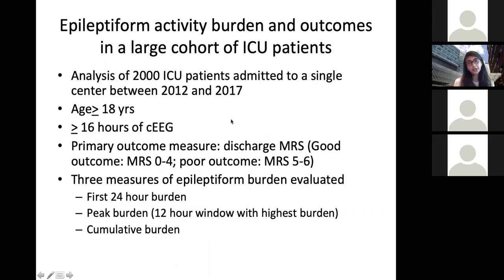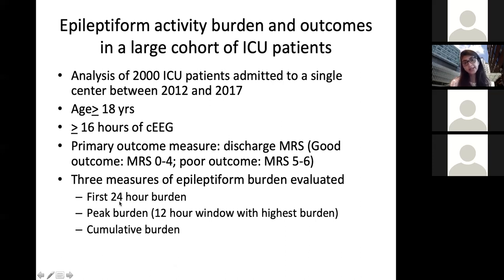So next we looked at a large cohort of ICU patients. This is 2,000 patients admitted to ICUs at MGH, all adult patients who underwent at least 16 hours of continuous EEG monitoring. And our goal was to determine the association of EEG findings with outcomes at discharge, which we measured using the modified Rankin scale. And we evaluated 3 different measures of epileptiform burden. And again, epileptiform patterns here are lateralized periodic discharges, generalized periodic discharges, lateralized rhythmic delta activity, and seizures.